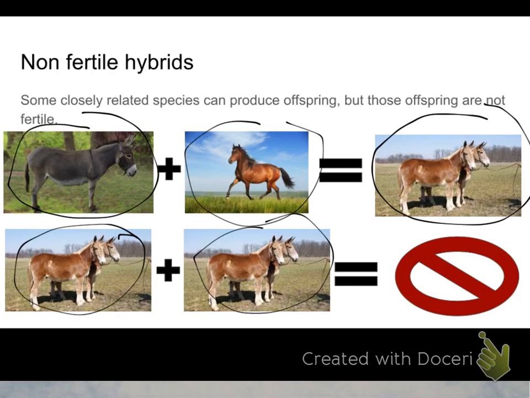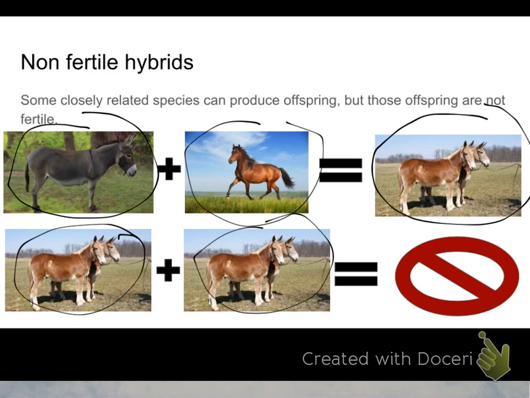Like, one in 10,000 mules might be capable of reproducing, but never with another mule, but possibly with a donkey or a horse. So it's a real random chance. And again, when we have gamete day, we'll talk about why that could happen.